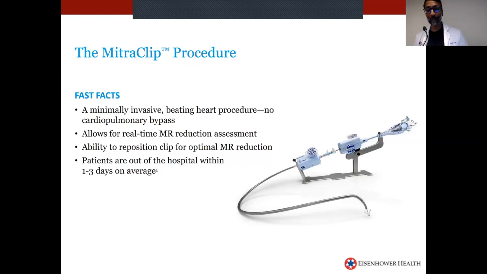Now, the MitraClip is a new alternative treatment. It's been around now for almost 2 decades, but really commercially available in the last 10 years or so, where it's a minimally invasive procedure where you can perform the entire procedure through a small puncture in the leg. It's done with the heart beating. There's no need for being placed on bypass. And it also lets us get real-time feedback as we're doing the procedure to identify how effective we are with the treatment.